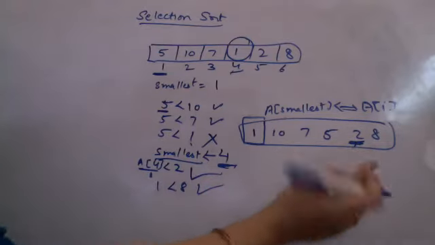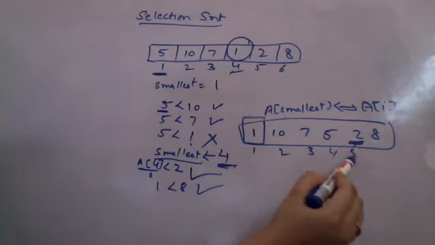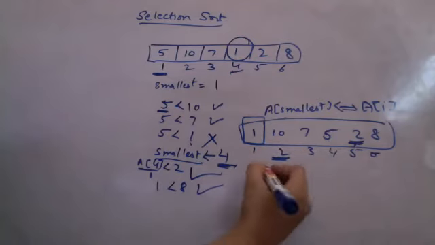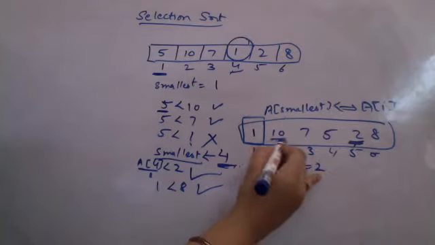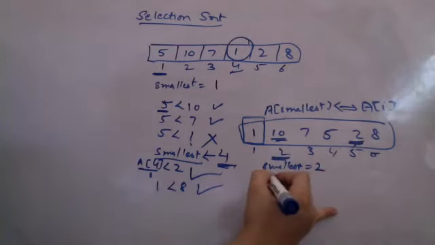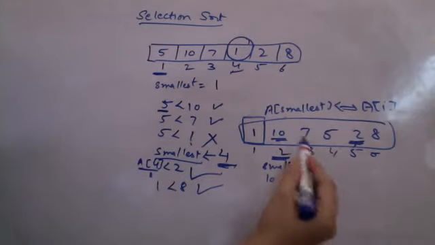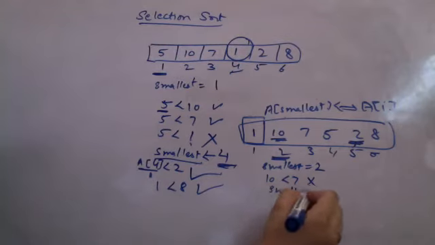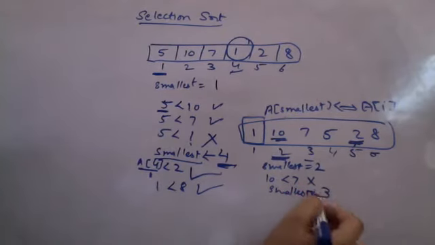How do I find the smallest once again? This is 1, 2, 3, 4, 5 and 6. The indexes will remain the same. Now I am beginning with 2. So the position or index of smallest is initially 2. So 10 is there. So I compare. 10 is less than 7? No, I need to shift the smallest. So smallest becomes 3. Right? Smallest is storing the index of the smallest.